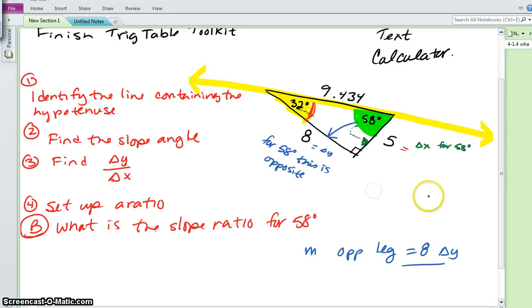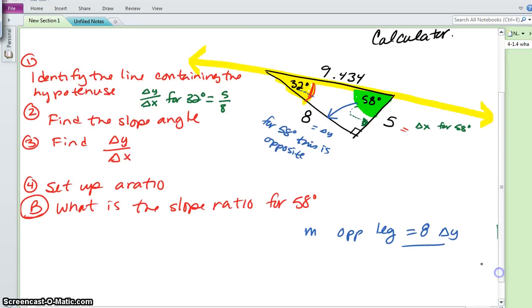So change in y over change in x for 32 degrees is 5 over 8. Change in y over change in x for 58 degrees is 8 over 5.